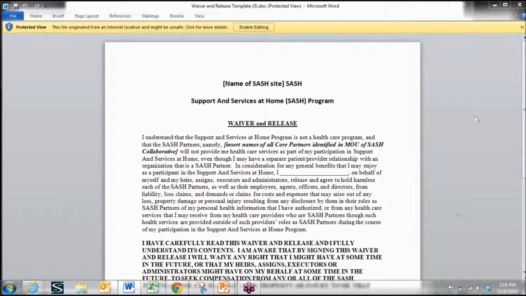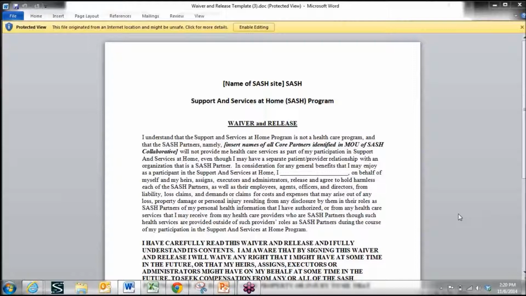Any questions or thoughts on this one? I have a question, Betsy. On the bottom of the page it says delete paragraph for non-resident participants. Yeah, it's the very last paragraph. So that very last paragraph is saying that the person that signs this is saying that if they choose not to sign this waiver, they can't participate in SASH.